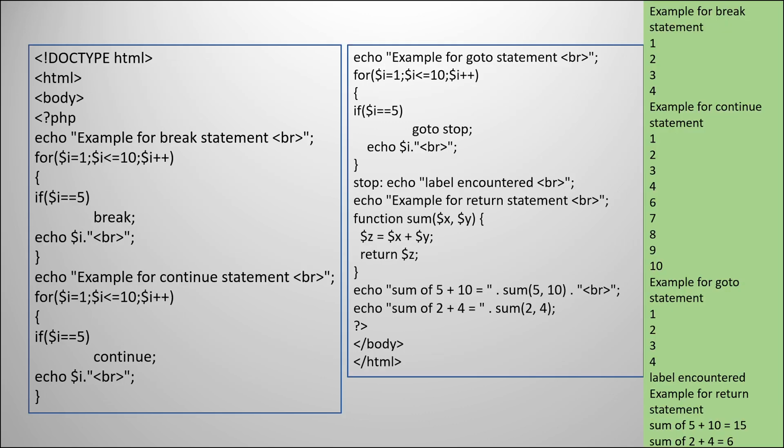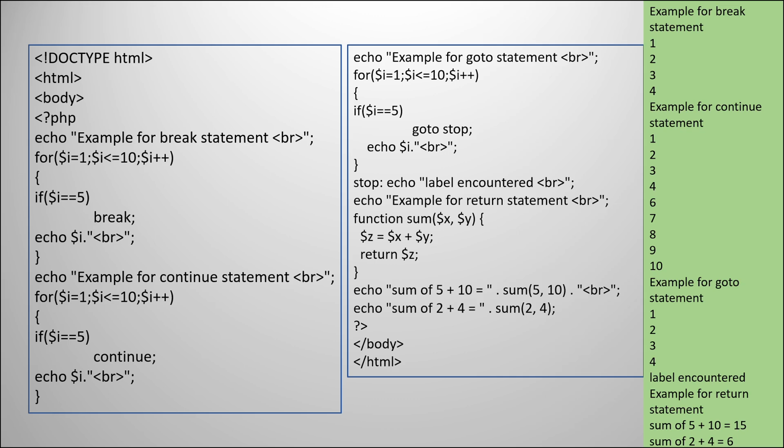So the example for break statement, in this example, when it encounters the 5, automatically it will come out from this loop. So it has to print 1, 2, 3, 4 alone. And for continue, when the I value is 5, it skips the current iteration and goes to the next iteration. So this is going to print the values from 1 to 10 except 5.